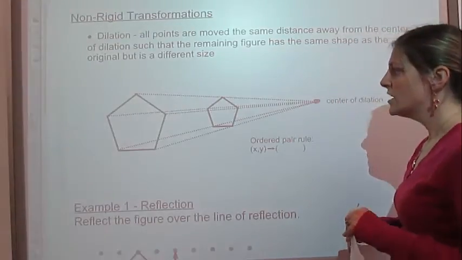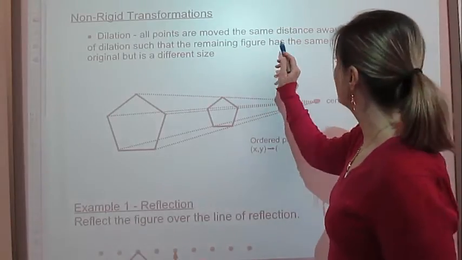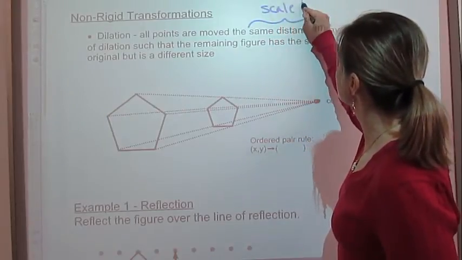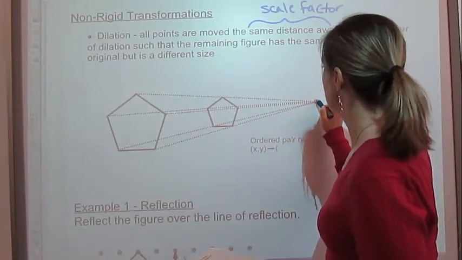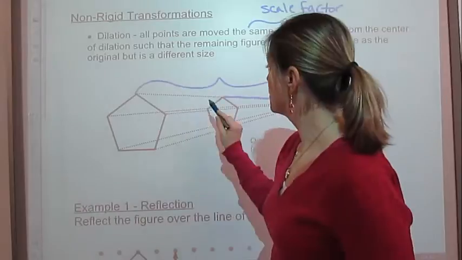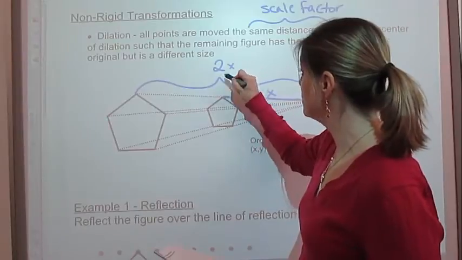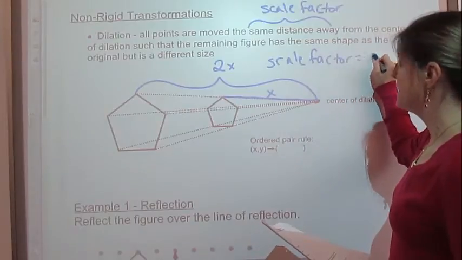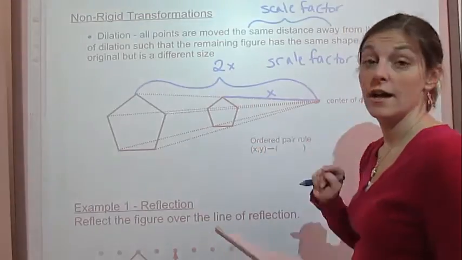Okay? So we always have to have some kind of scale factor, and that distance away tells you what your scale factor is. Suppose this is your original, and say this is 2 times that distance, then your scale factor would be 2. Because if this is x and that's 2x, then your scale factor is 2, because you're going twice the distance of the original figure. You're twice the distance from the center of dilation.